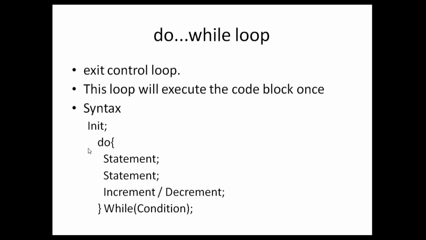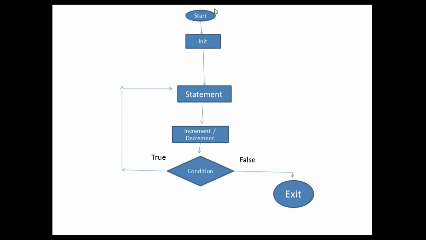So basically we have initialization, that is before the loop starts, then we have do, like do something, and then we have a statement and increment, decrement, and while. So at last we check for the condition. If condition is false, then also it executes once. This is our basic flow diagram for do while loop. It starts and we go for initialization, then statement, increment, decrement, and condition. If condition is false, then we'll go for exit. If condition is true, then we go for statement again.